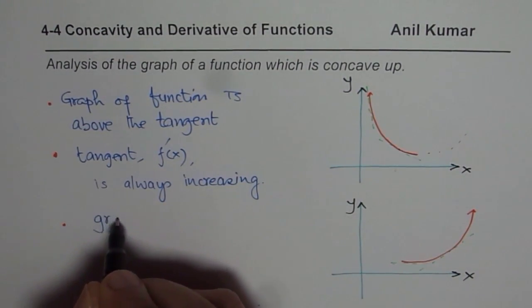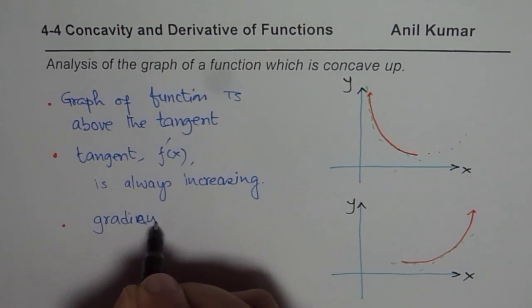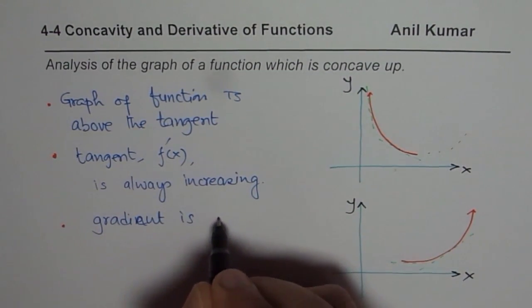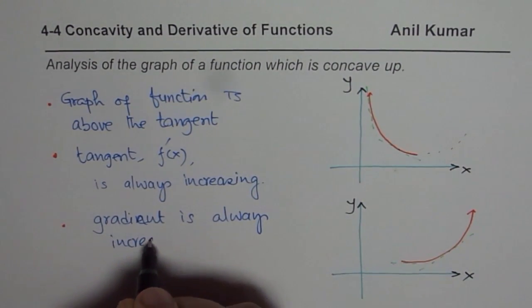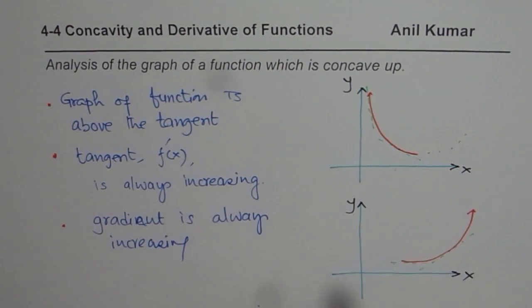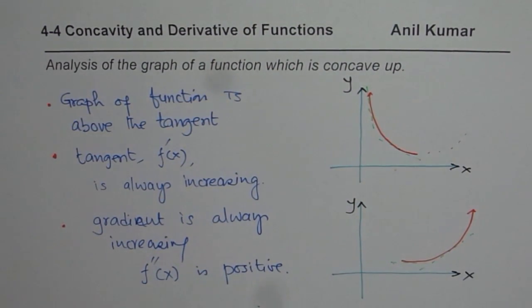So the tangent basically means the gradient is always increasing. So we are saying that the gradient, or rate of change, is always increasing. That really means that the second derivative is positive, right? So that is what it means. So these are three major things which you need to understand when the graph of the function is concave up, right? So let's summarize these three things.